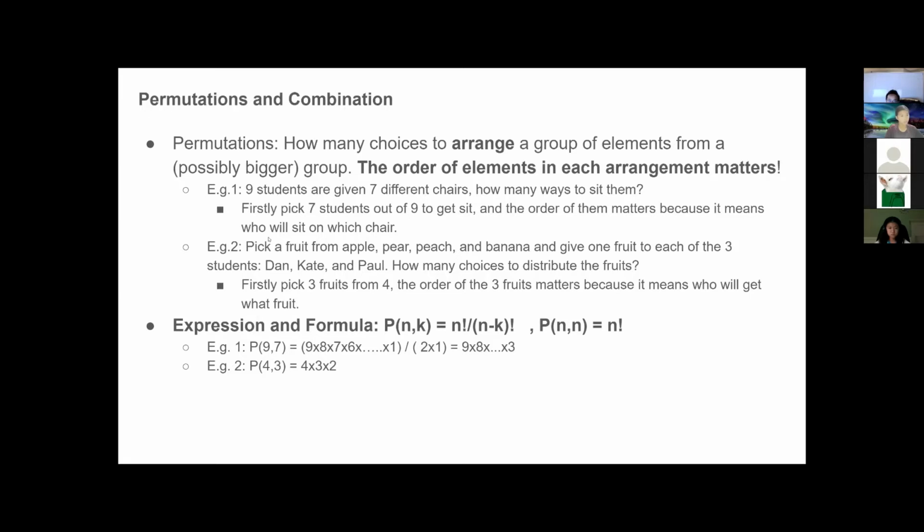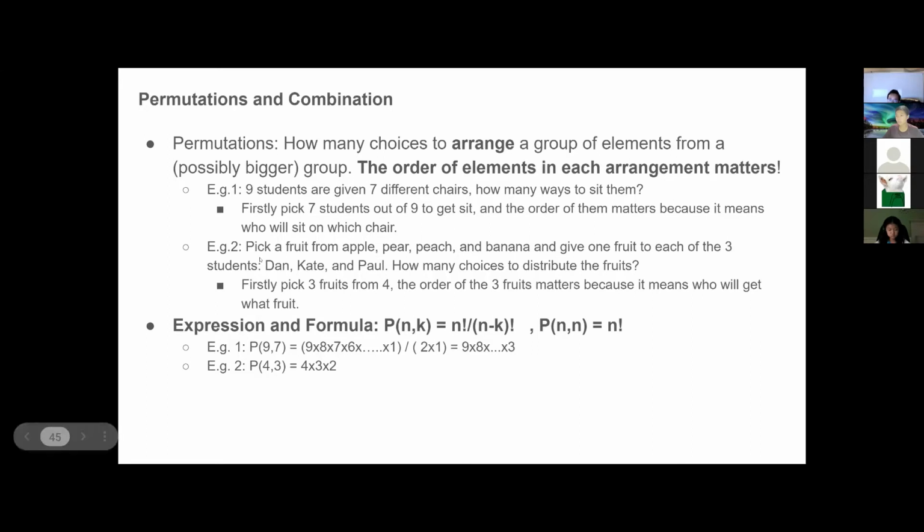One example is if we have 9 students who are given 7 different chairs, how many ways are there to sit them, right? So we can first pick 7 students out of 9, and then the order of them matters because it means who will sit on which chair, right? This is a permutation problem.